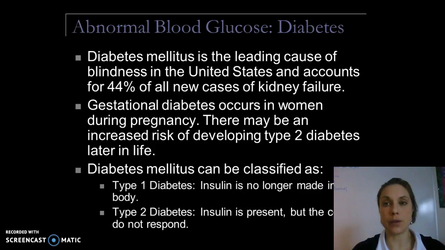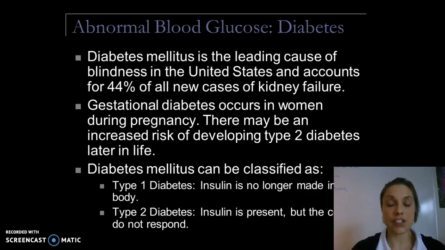Abnormal blood glucose is called diabetes when blood glucose is too high. Diabetes is the leading cause of blindness in the U.S. and accounts for about 44% of all new cases of kidney failure. Gestational diabetes occurs in women during the second trimester of pregnancy, and there may be an increased risk of developing type 2 diabetes later in life.